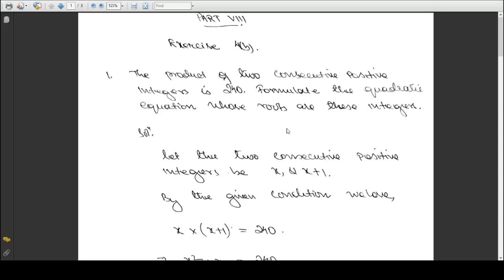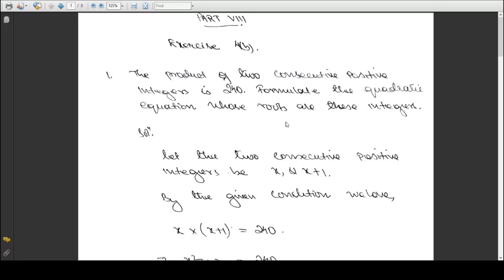Now we'll move to part 8 of chapter 4. The exercise that we will be doing now is exercise 4b. On the first question, the problem is that the product of two consecutive positive integers is 240. Formulate the quadratic equation whose roots are these integers. Okay, this is the problem and we have to formulate the quadratic equation whose roots are these integers.